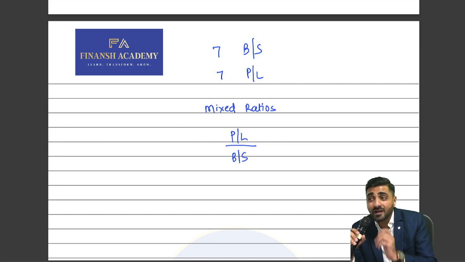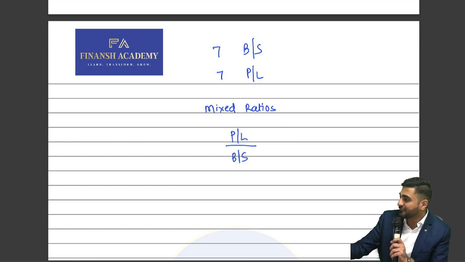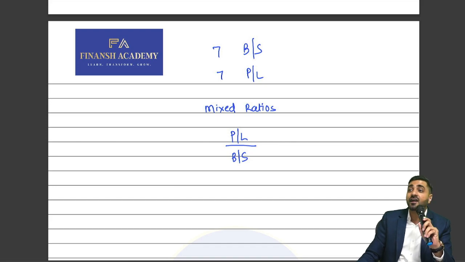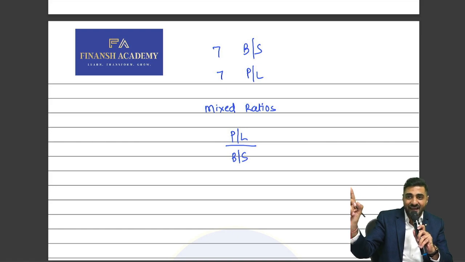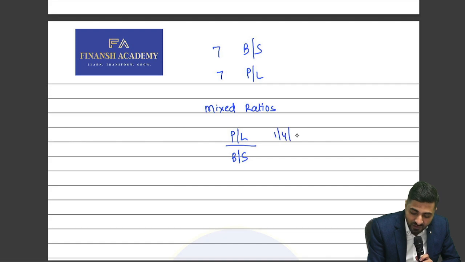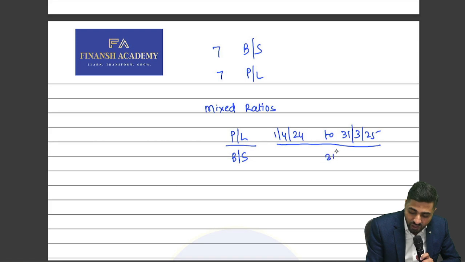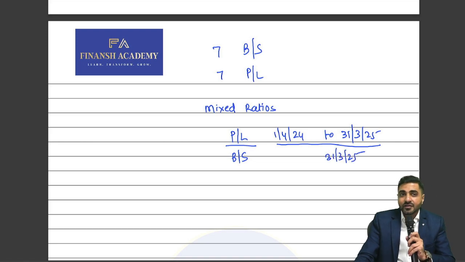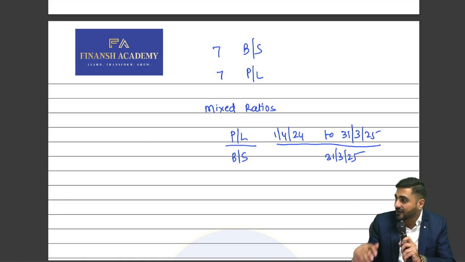Yes. Because numerator comes from where, beta? P&L. And P&L we always take from 1st of April to 31st of March. P&L account is for the entire year, and balance sheet is as on a particular date, right? This is actually from 1st of April 2024 to 31st of March 2025, and the balance sheet is only on 31st March 2025. So is there any need to adjust the timing difference? Yes, sir. I can't compare my full 1 year figure with just closing balance sheet.